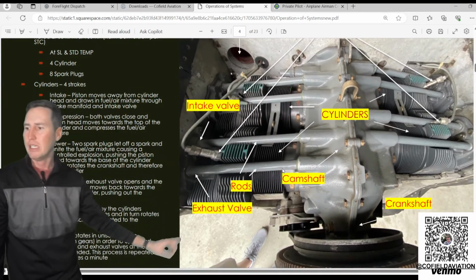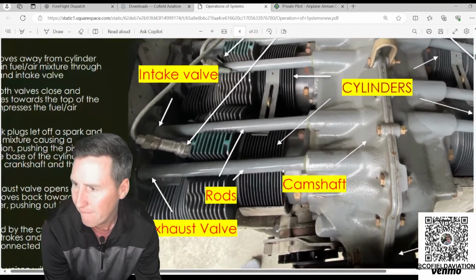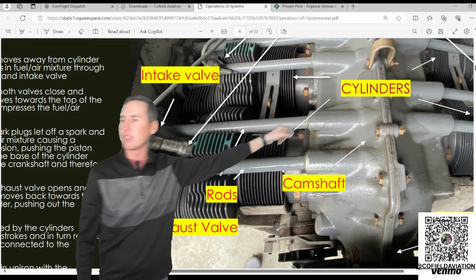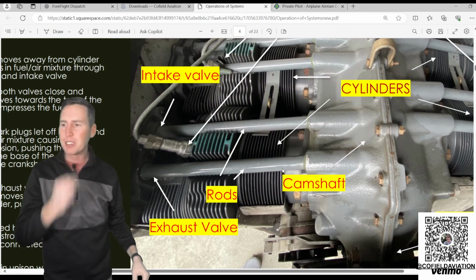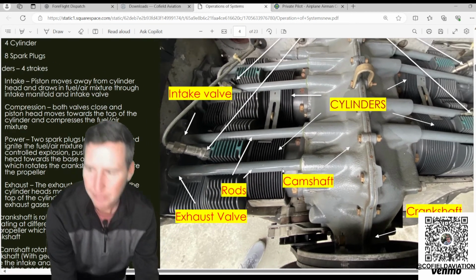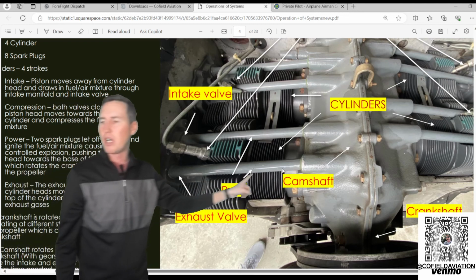Okay, so here's our cylinder. We have 4 of them: 1, 2, and they're on the other side, 3, 4. Basically, it starts with an intake. So here are our rods.